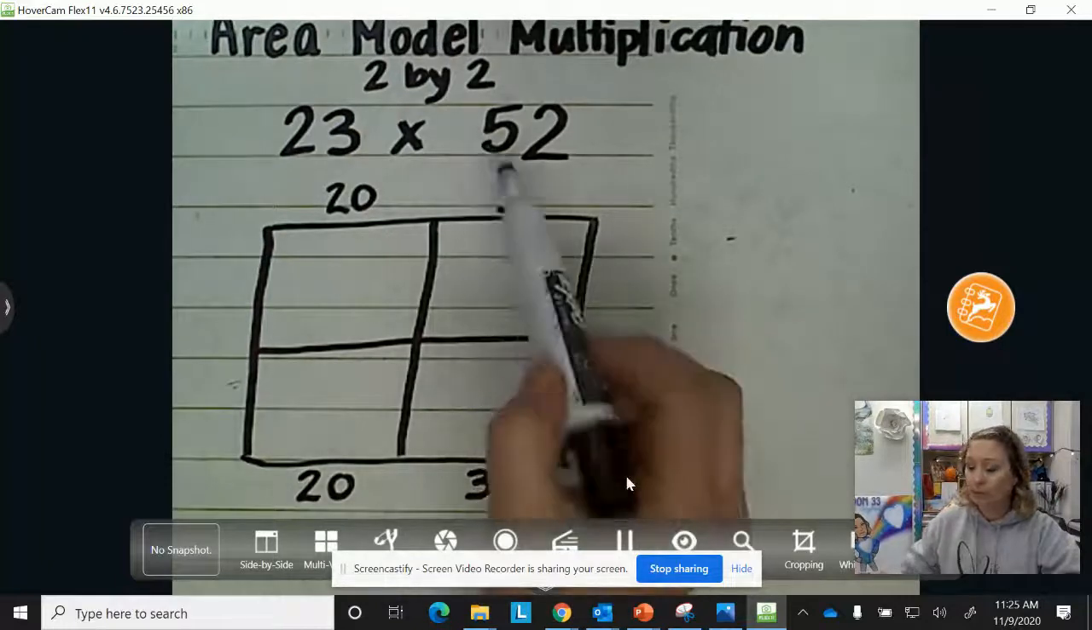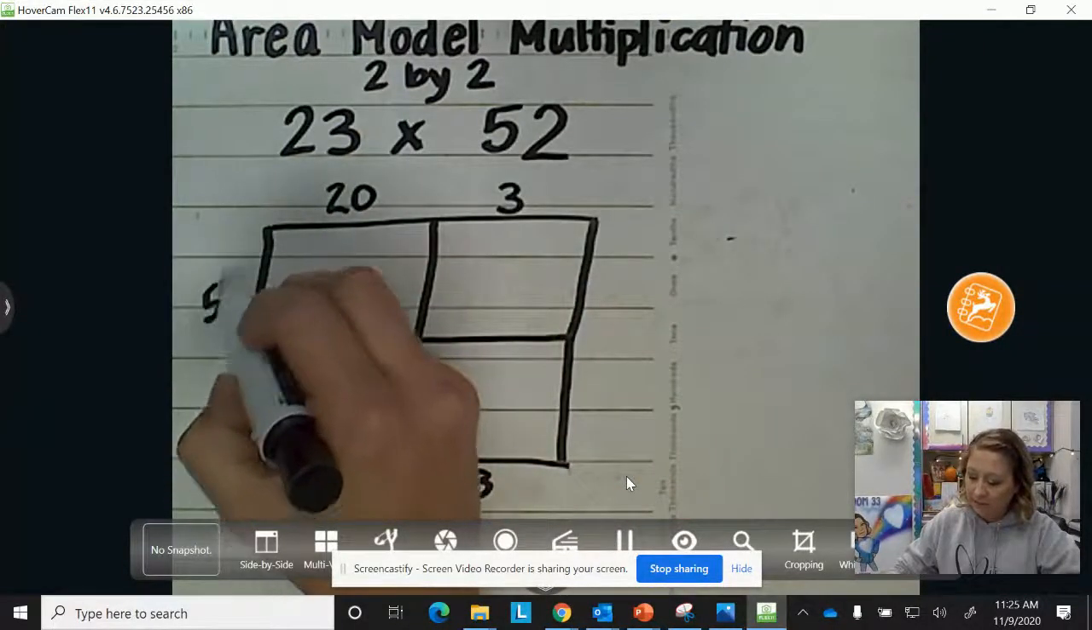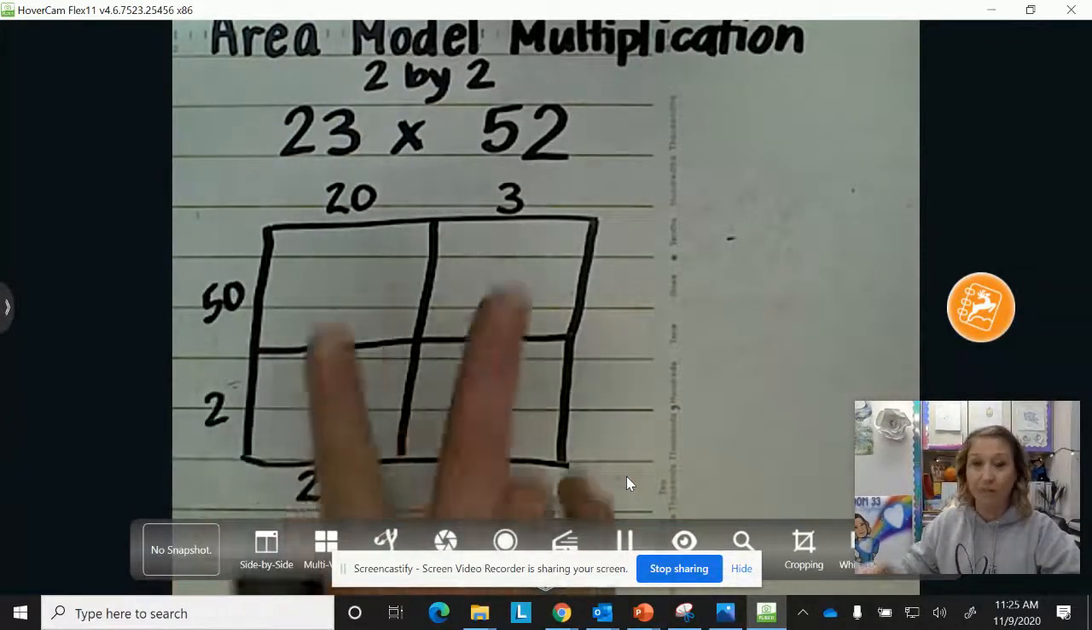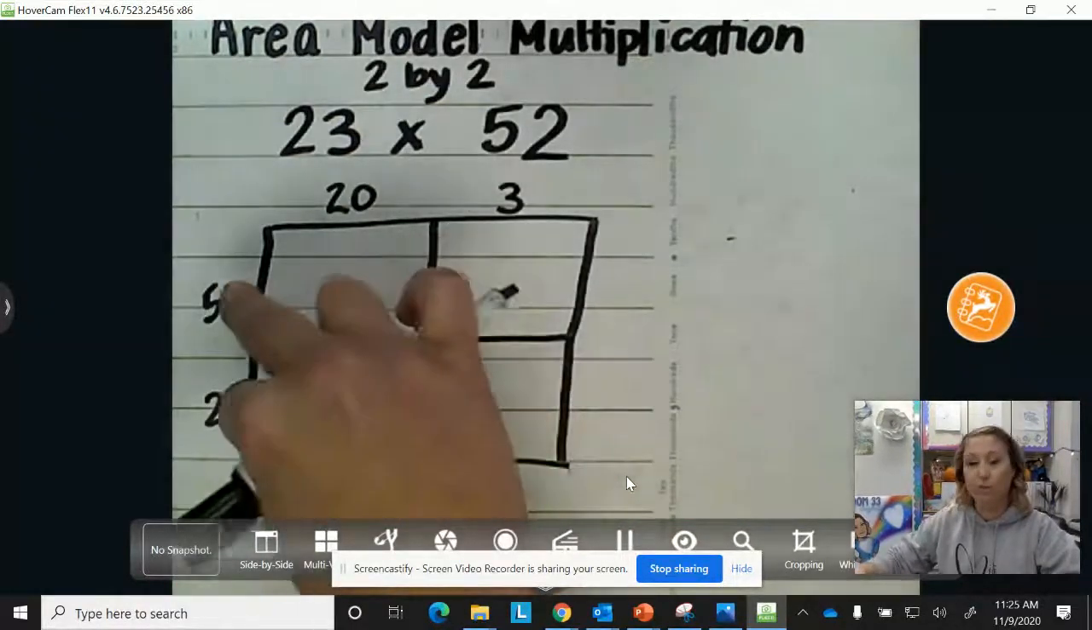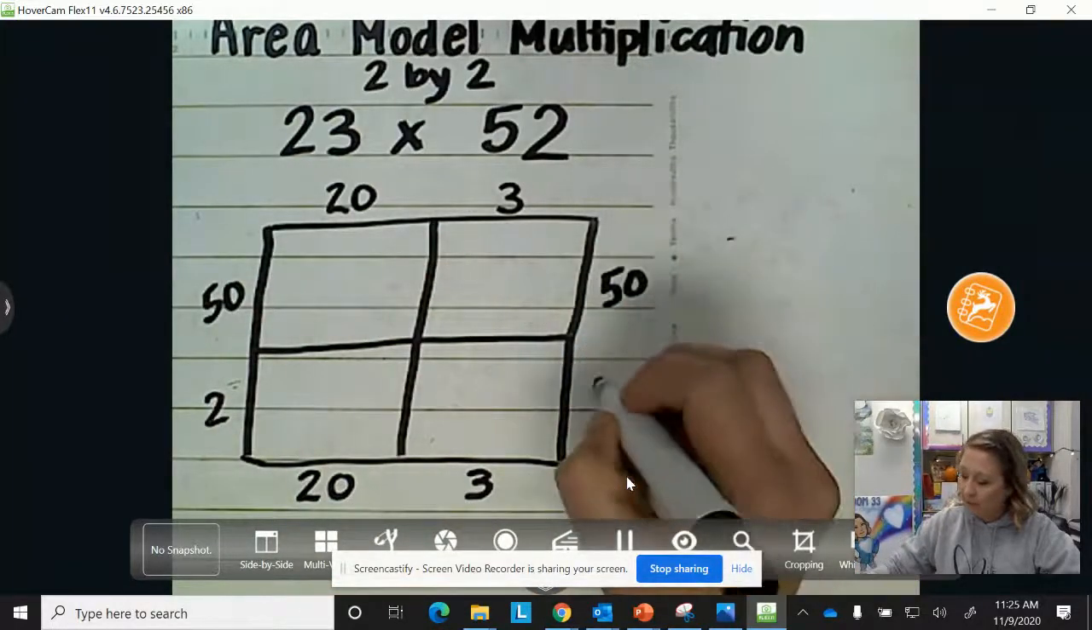Now let's pull apart the 52. There's 5 tens, which is 50, and there's 2 ones. So I'm going to put the 2 ones down here. Now just like we did with the other two numbers, these two numbers are going to float over to the side, and they're going to be over here.